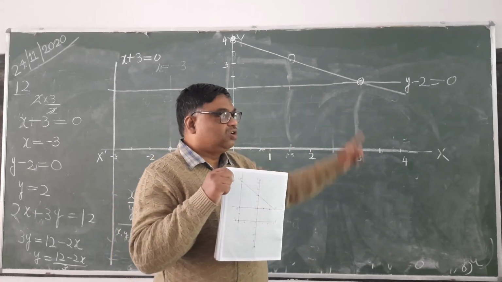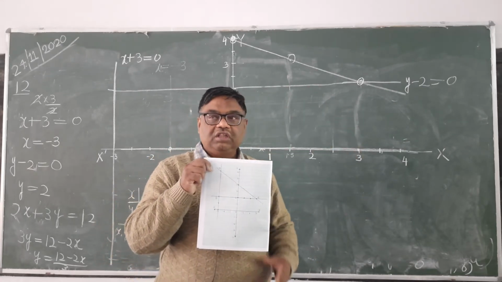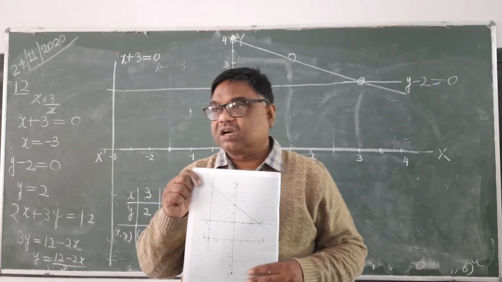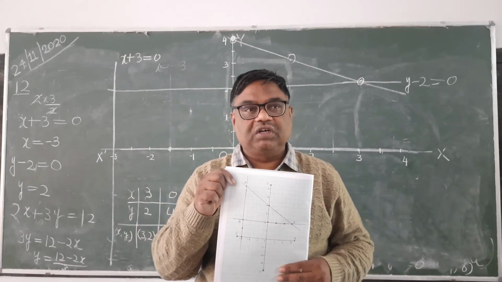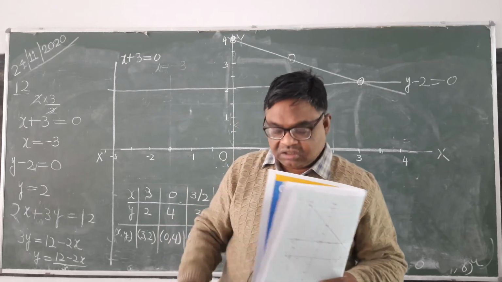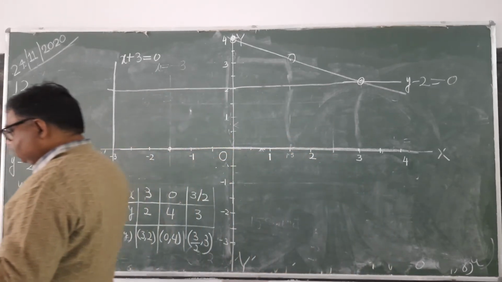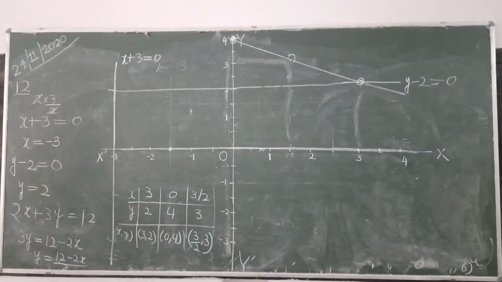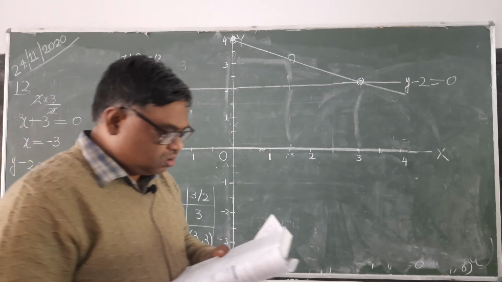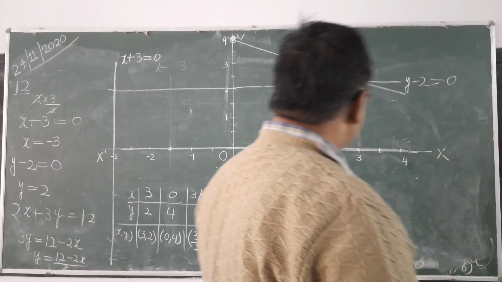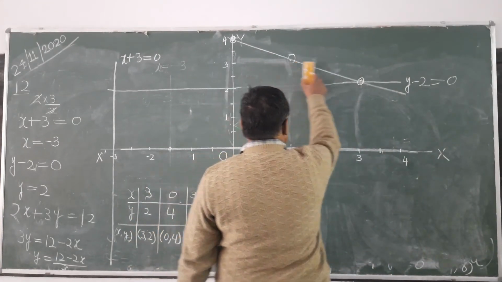3, 2. It is clear? So in this way you can complete and find the coordinates of the vertices. It is clear? So that way you can do. Now you see this also, next question.